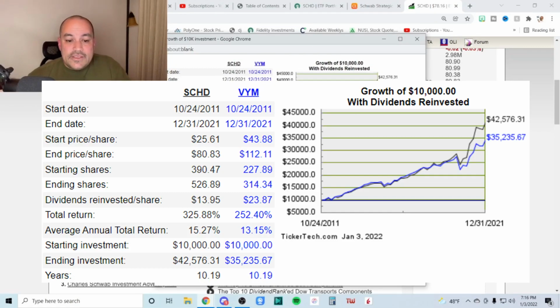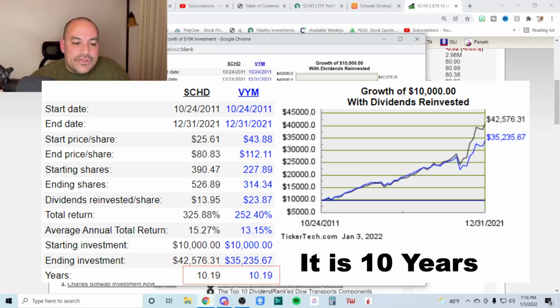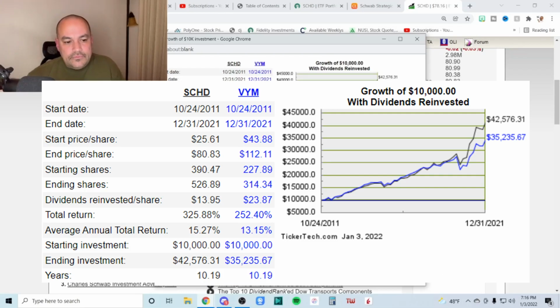And we'll see SCHD and VYM, if you look at the chart, really tracked very well up until March of 2020 with the little crash we had there, or correction, I should say. But after that, the recovery from SCHD has been completely strong, and it just has run away. Average annual total return for SCHD since 2011, not quite 10 years, is 15.27%, and for VYM is 13.15%. SCHD, a little bit more concentrated portfolio than VYM.